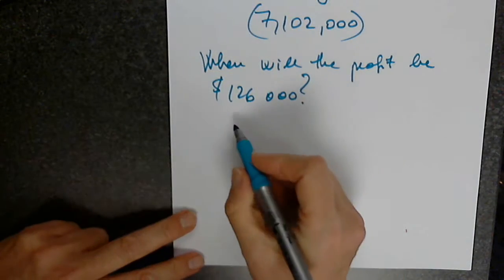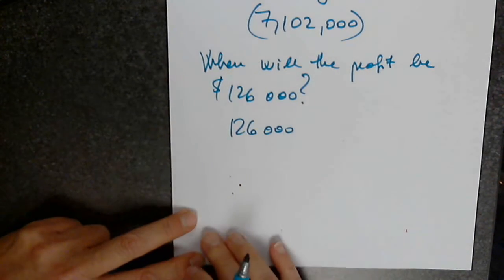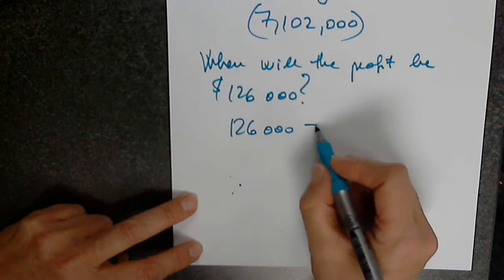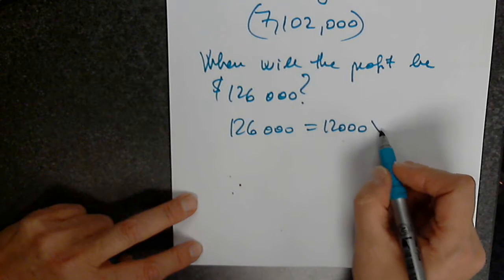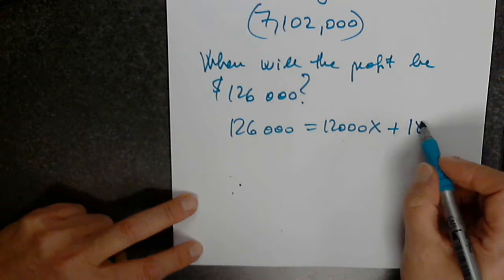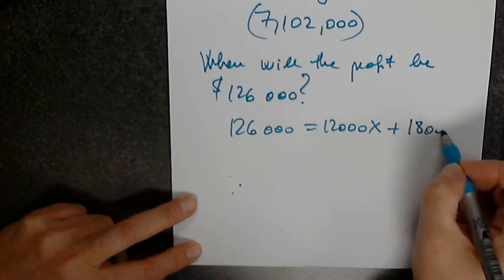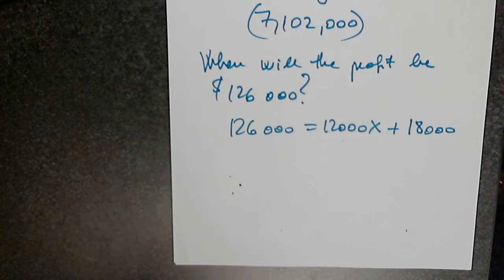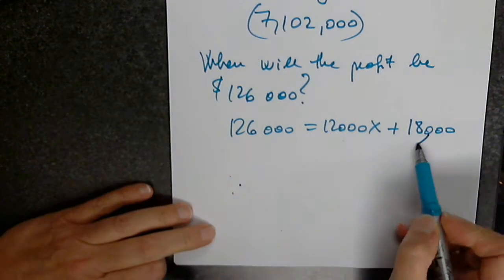126,000, yes? Equals 12,000, yes? Plus 18, 18,000. Okay, what do I do next? What will be the next step towards solving for x? I have to do what? Excellent. I have to subtract 18,000.